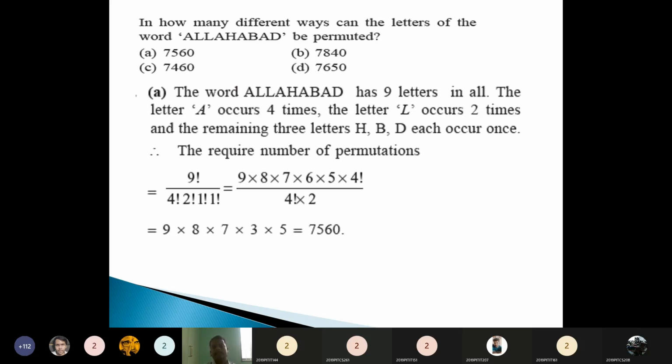Here there is no restriction. Mostly they will add up something like consonants, vowels, all vowels together, or all vowels never together, such that you have to permute. Like that, they can add up a condition, but in this problem they are not added. So you have to be very clear. With words like Allahabad or algebra, you arrange the letters in different permutations. Take all letters, otherwise take some particular letters.